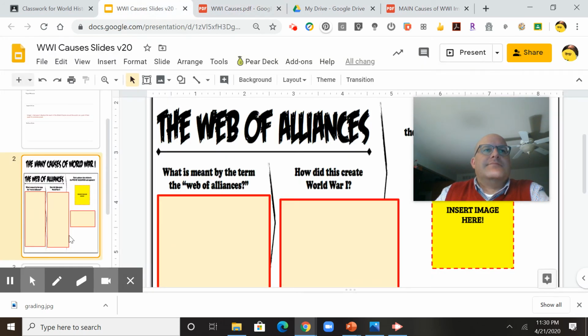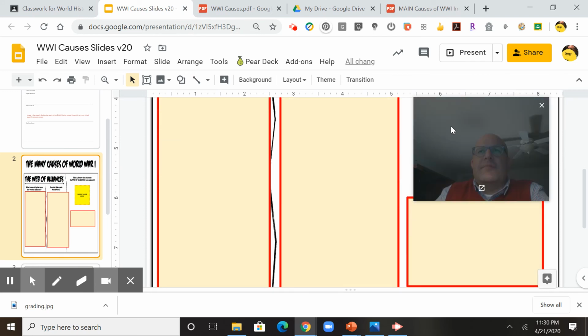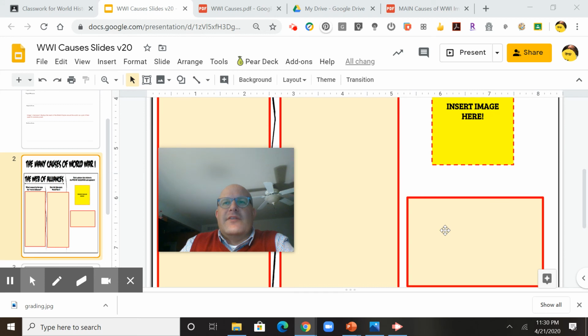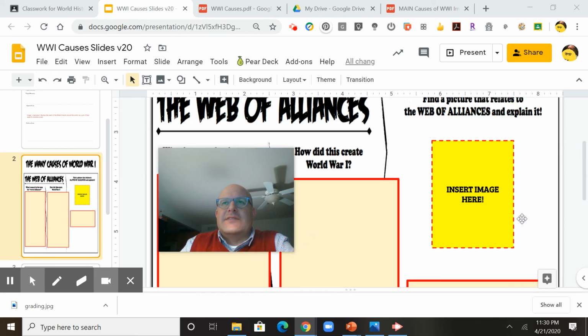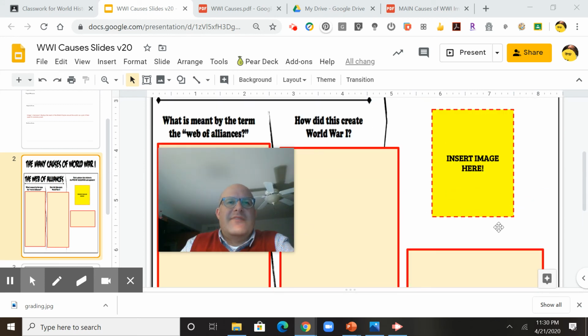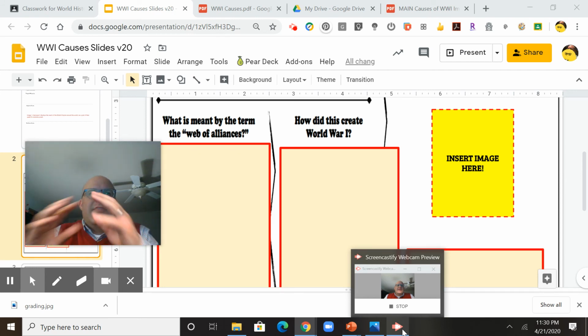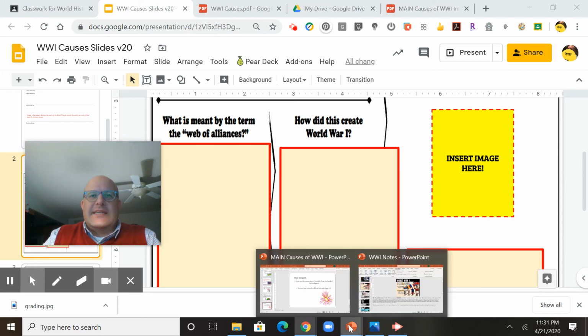Now, the other thing is look for a picture of the web of alliances and explain it. You can find almost anything on the web that relates to the World War I web of alliances, and you'll probably find something to put in there. Okay, so I think that covers these two slides and their explanation. Remember, the idea is the main causes. I can't emphasize that enough.